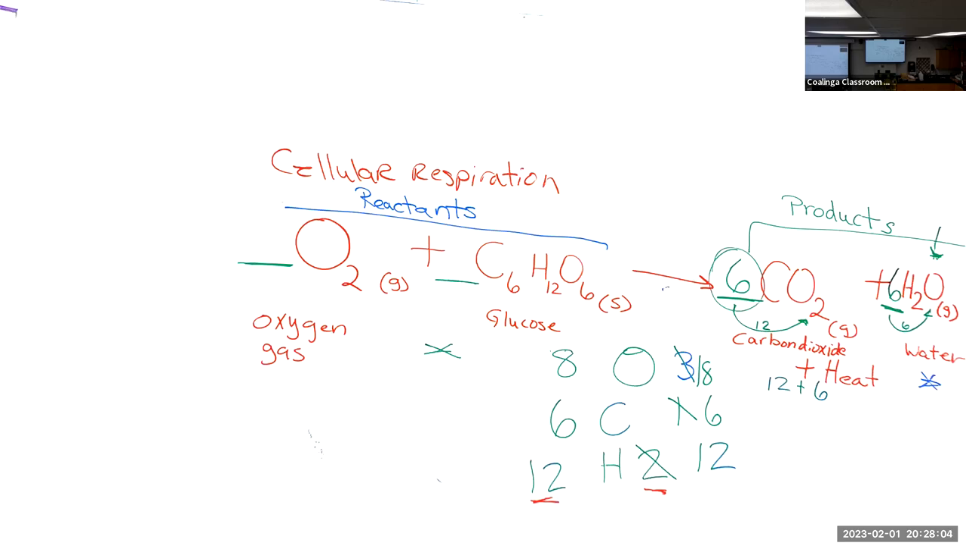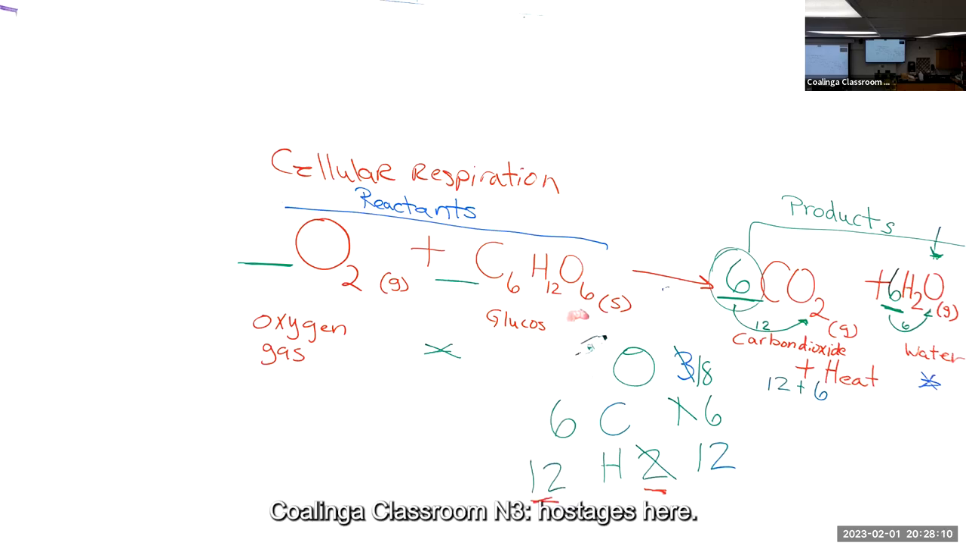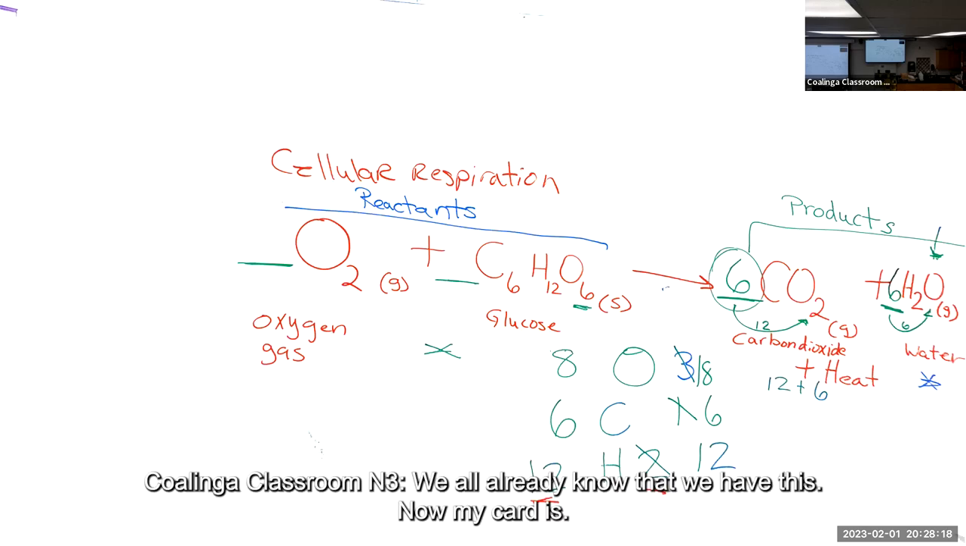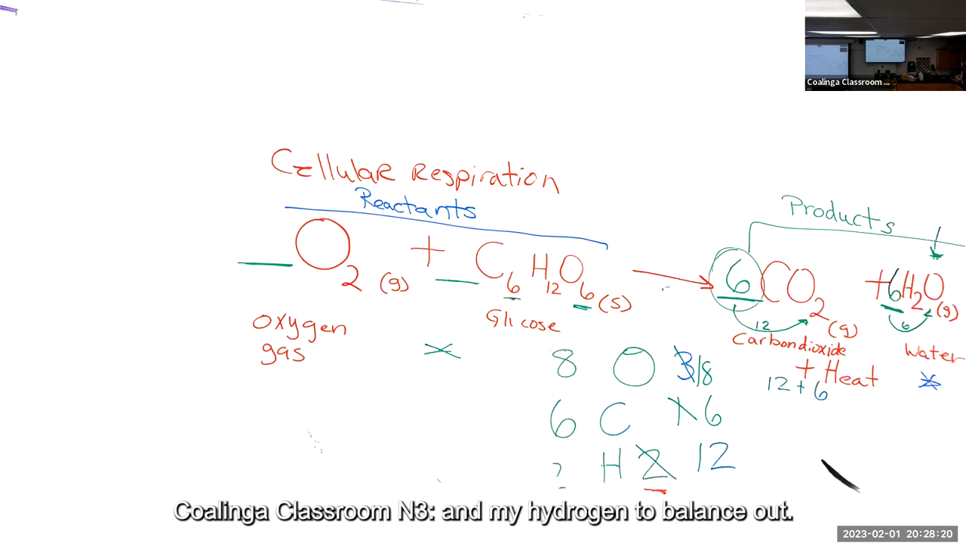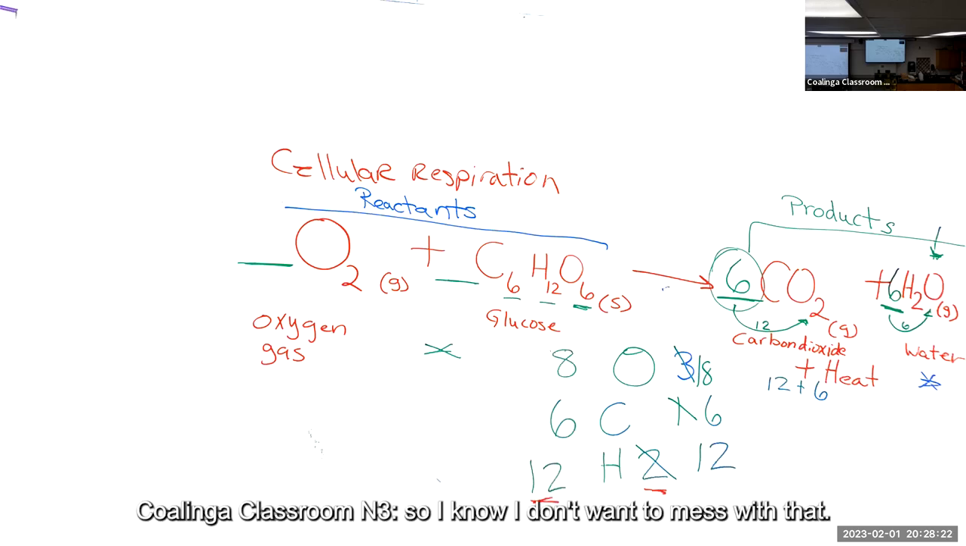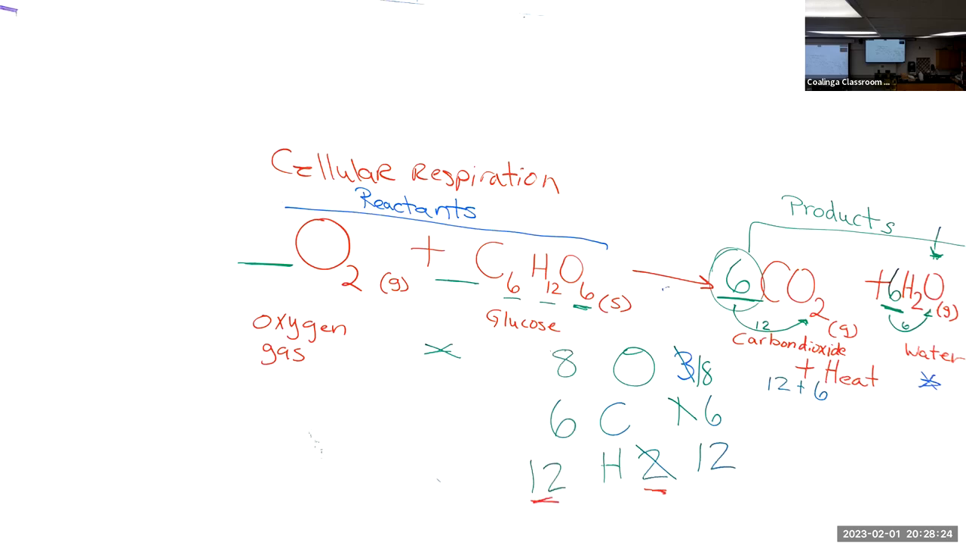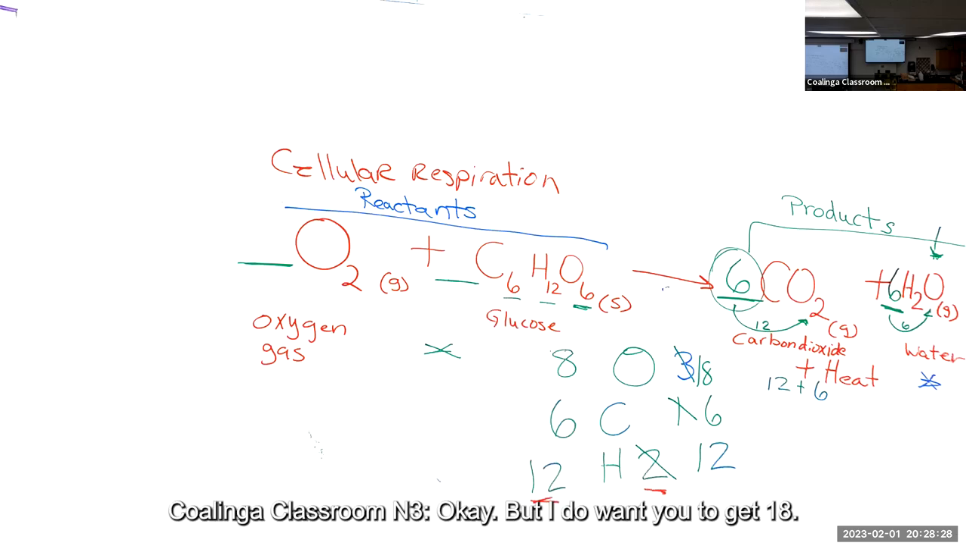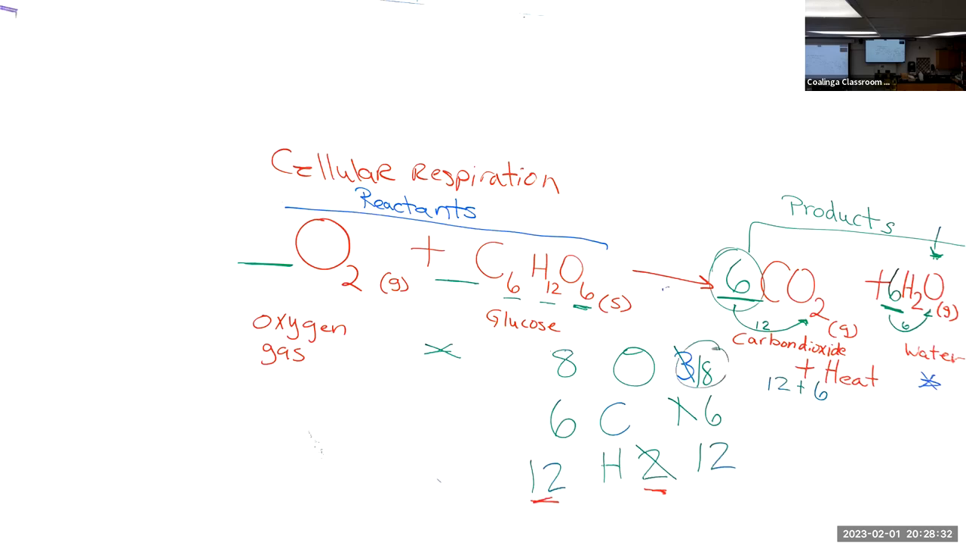So if we look over here, we know we have 6 oxygens here. We have 6 oxygens there, right? We already know that we have this balanced out. My carbons and my hydrogens are balanced out. So I know I don't want to mess with that, right? It's good because this part is good, okay? But I know I need to get 18 oxygens.